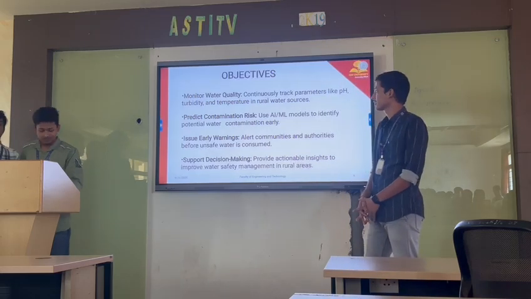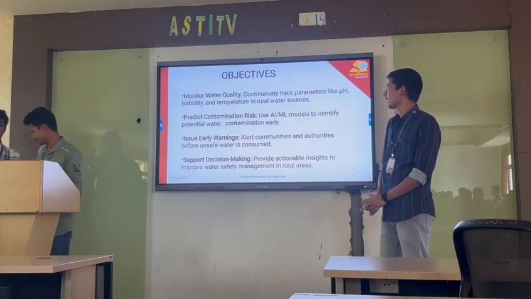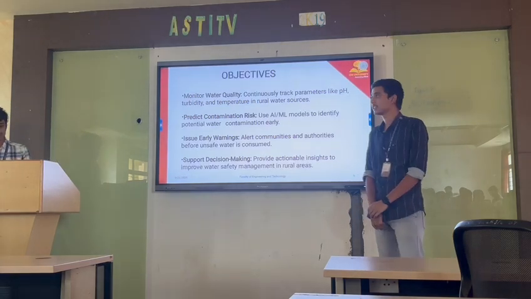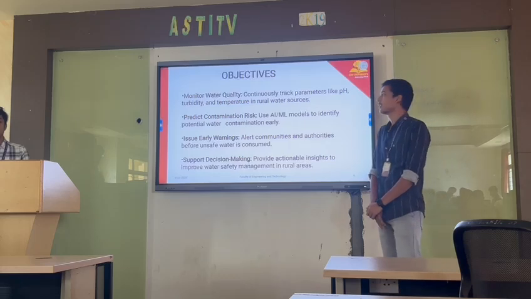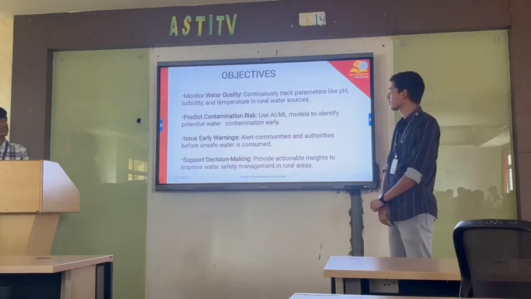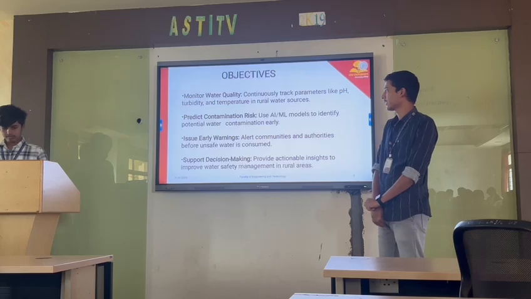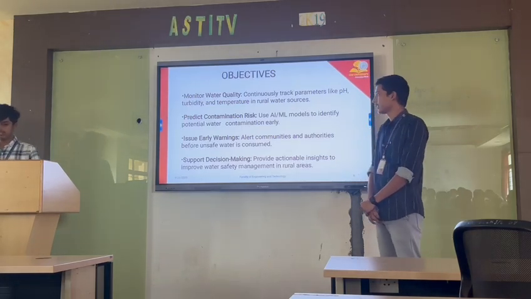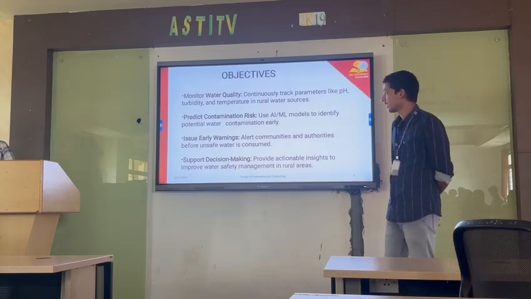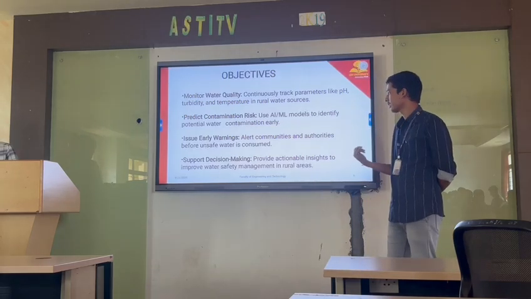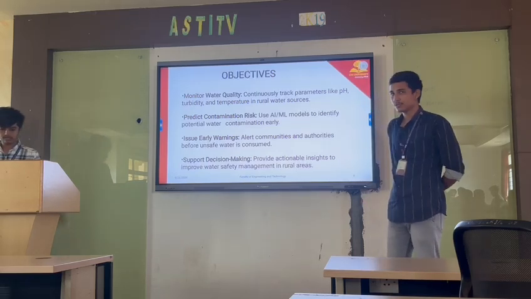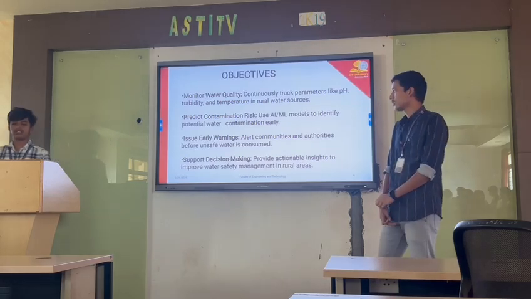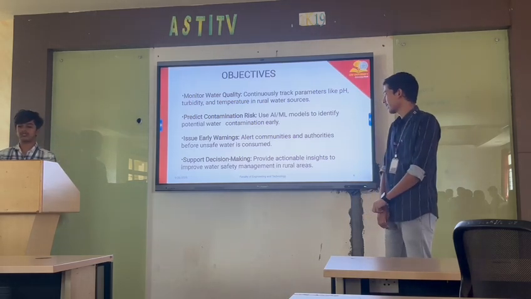Here are the objectives of our problem statement. Monitor water quality: it continuously tracks parameters like pH, turbidity, and temperature in rural water sources. Predict contamination risk: it uses ML models to identify potential water contamination early and issue early warnings, alerting communities and authorities before unsafe water is consumed. Support decision making: it provides actionable insights to improve water safety management in rural areas.